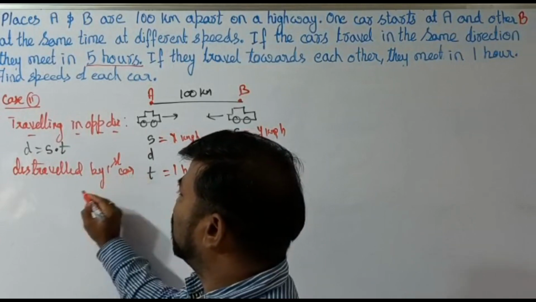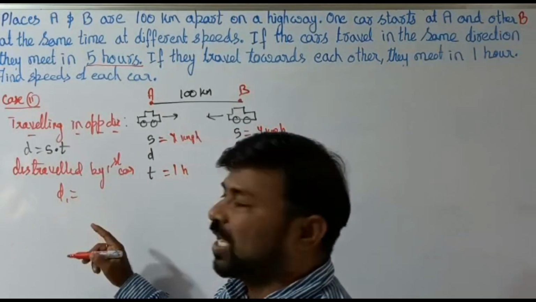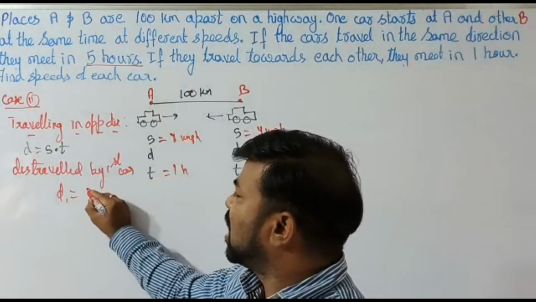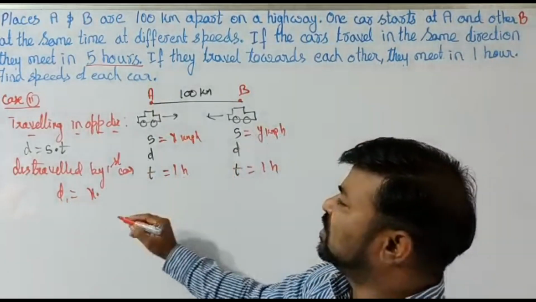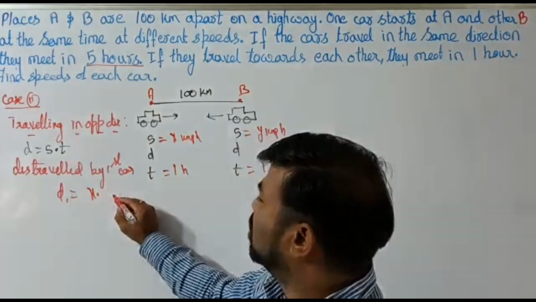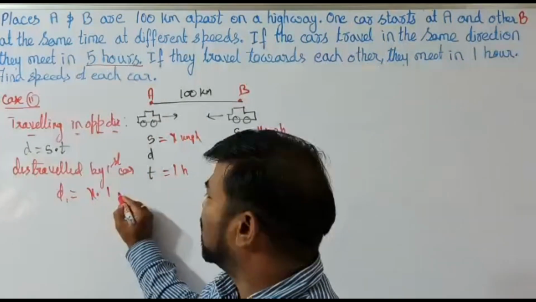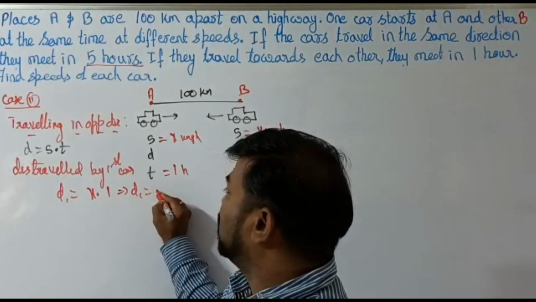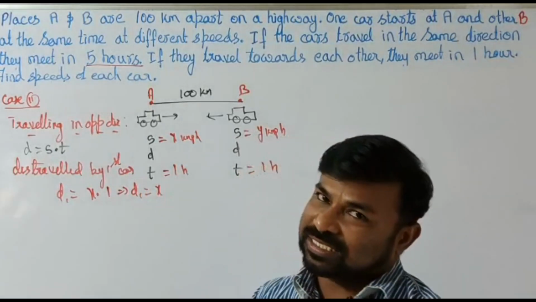What's the distance traveled by the first car? D1, I like to take, right? What is the speed? x, into time. How much is that? It's nothing but 1 hour. So shall I say D1 is equal to 1x, or simply x?